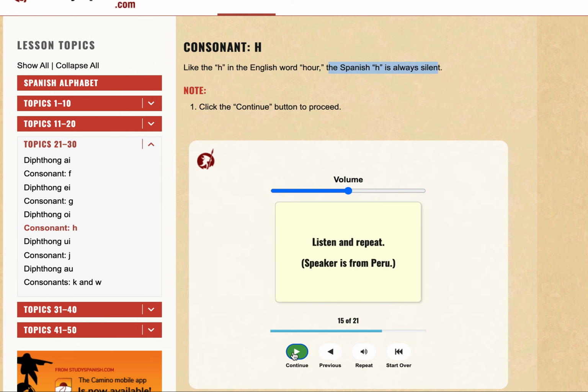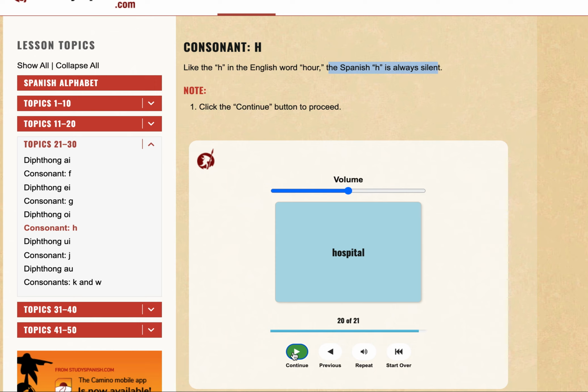Listen and repeat. Hora, hora, hola, hola, ay, ay, horrible, horrible, hospital, hospital. And the last one, hermana, hermana. So basically, H is silent, and it's always silent.